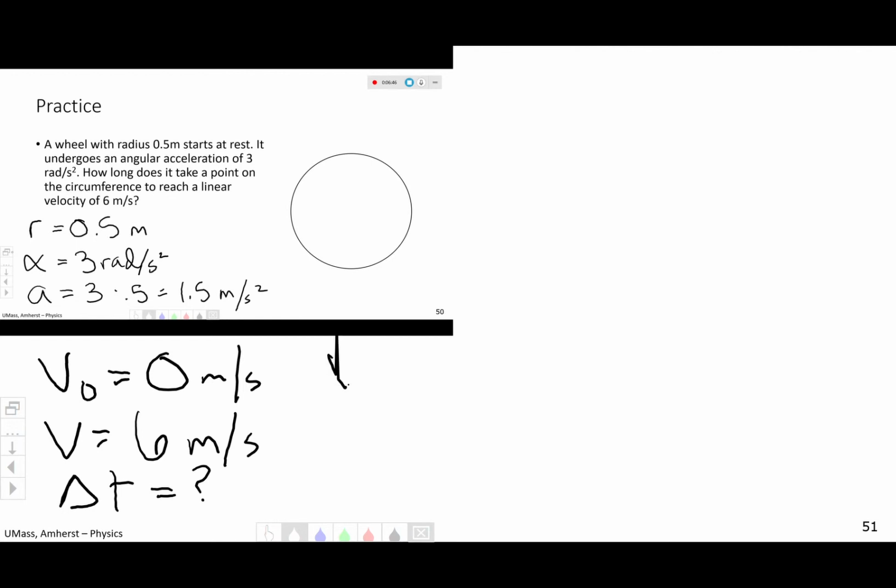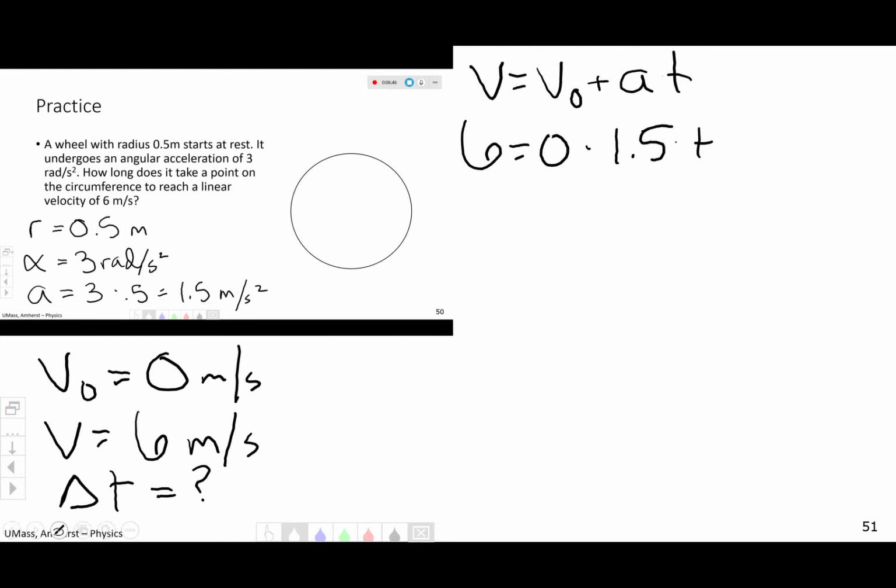So if velocity is v0 plus at, velocity of 6 equals 0 plus 1.5 t. That goes away, divide by 1.5, and we get a time of 4 seconds.